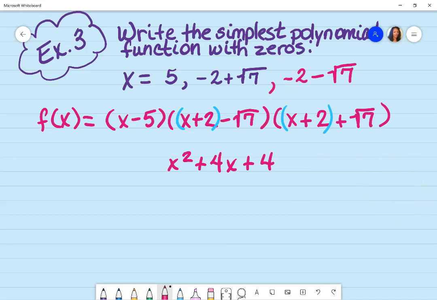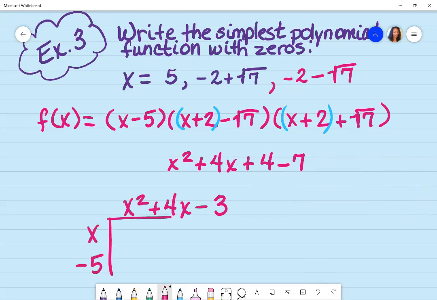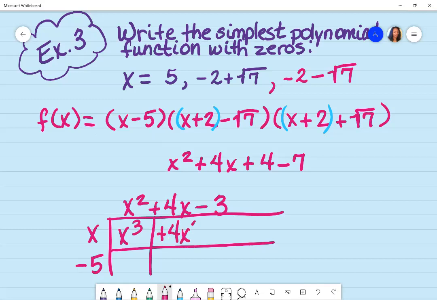Now, the only difference is we have to keep up with our sign. So it's going to be a negative sign here, so negative 7. I can combine these like terms. When I do that, my new answer is x squared plus 4x minus 3. I have to go back to that x minus 5 and include that in my answer. So x minus 5, again, I'm using the box method. You don't have to. I have x times x squared, which is x cubed. x times 4x is 4x squared. And then x times negative 3 is negative 3x.